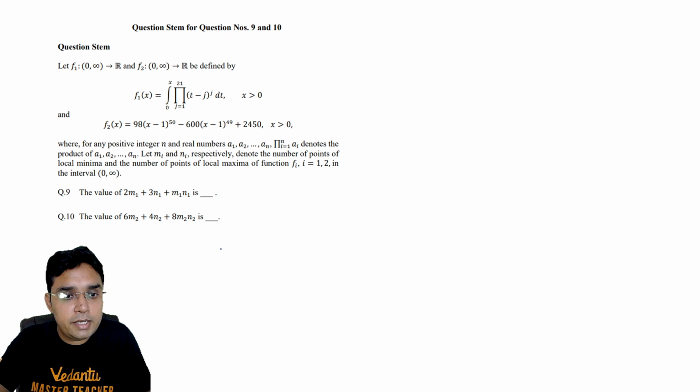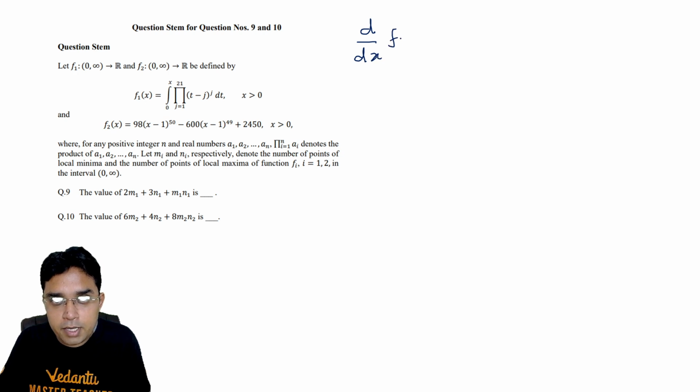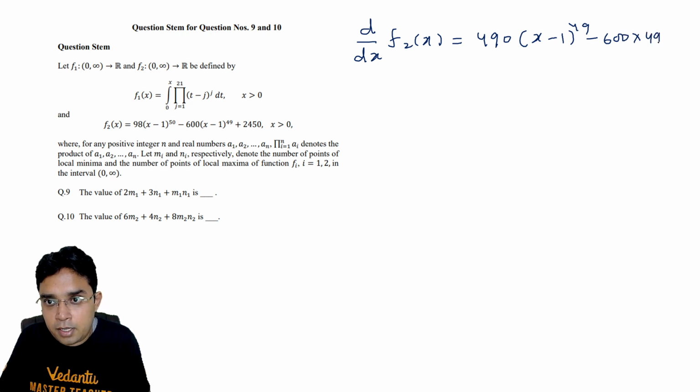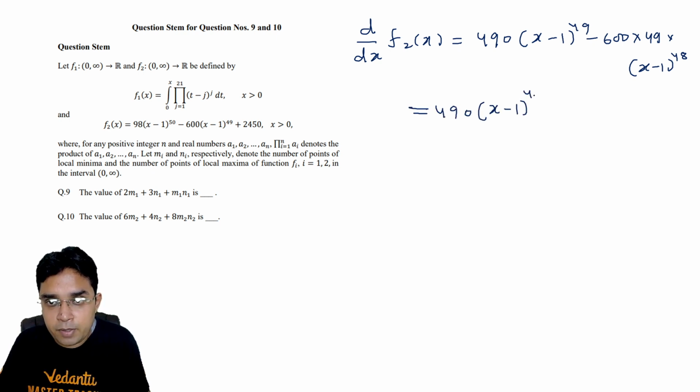Now coming to the 10th question. Here we are talking about the f2 function. So if we differentiate the f2 function, d upon dx of f2 will be 98 into 50, that is 4900, (x minus 1) raised to the power 49 minus 600 into 49 into (x minus 1) raised to the power 48. We can take 490 common. We can also take (x minus 1) power 48 common, then it will be (x minus 1) minus 6 only.